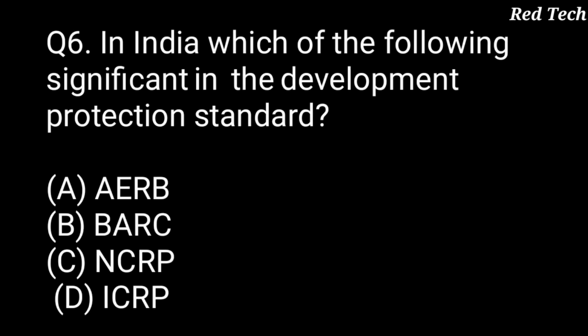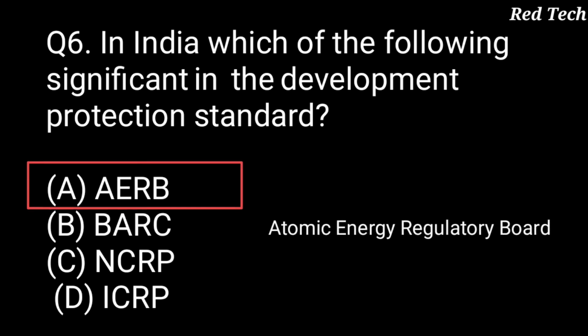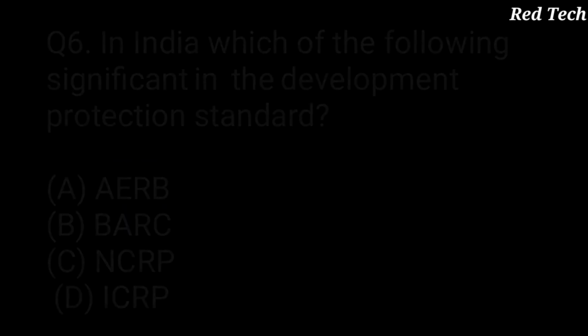Question number 6. In India, which of the following is significant in the development of protection standards? So which authority maintains the protection standard in the radiological area? Option A is AERB, option B BRC, option C NCRP, and option D ICRP. So the right answer is AERB, meaning Atomic Energy Regulatory Board.